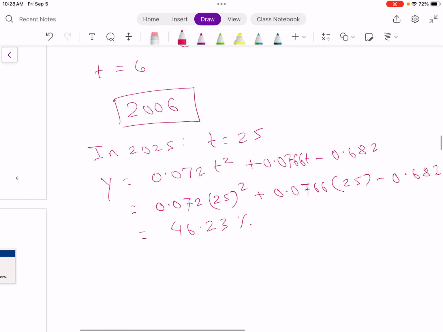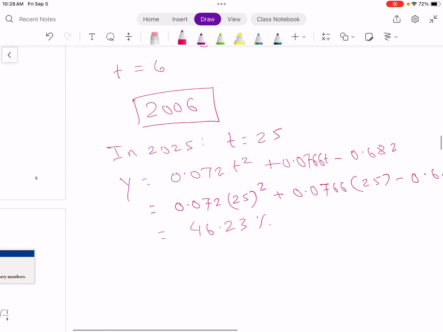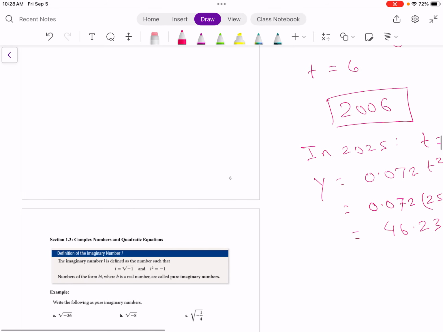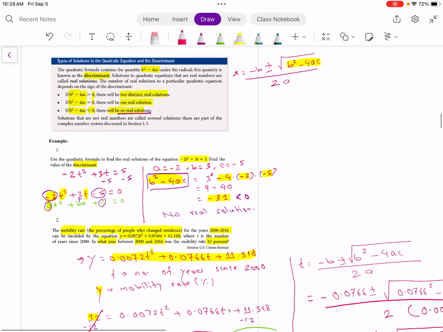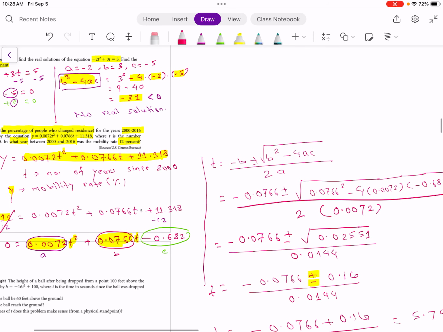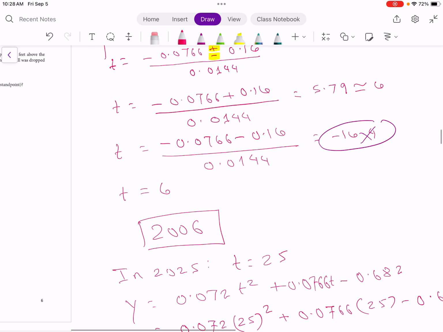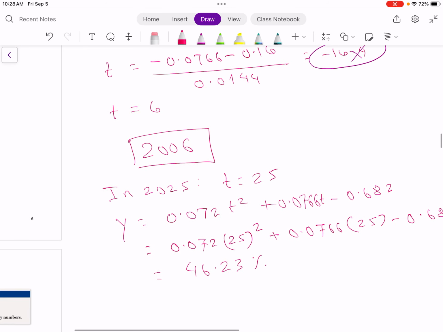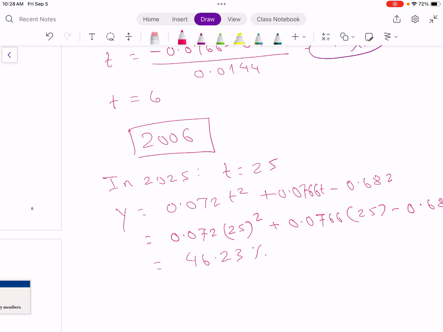Do you think that the mobility has changed this much by 2025? So mobility rate is the percentage of people who change residence. In 2006 the mobility rate was 12%, and in 2025 using this model we end up having 46.23%. Do you think that there has been such a big difference in mobility rate by this year?